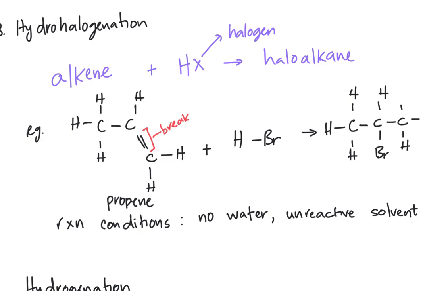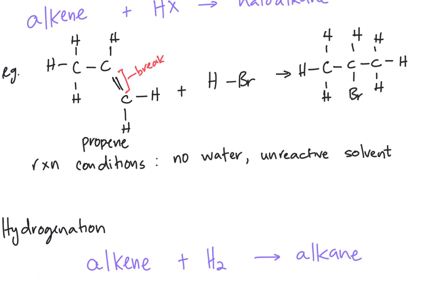Which is your haloalkane. And we need to name this haloalkane. So the bromine's on the second carbon, so we're going to go 2-bromopropane. So that's how you name that situation. Okay. All right, and the reaction conditions for this is that there must be no water again, and an unreactive solvent.